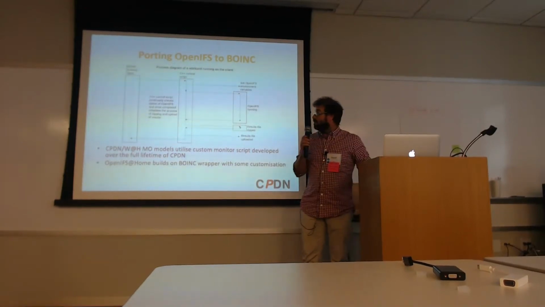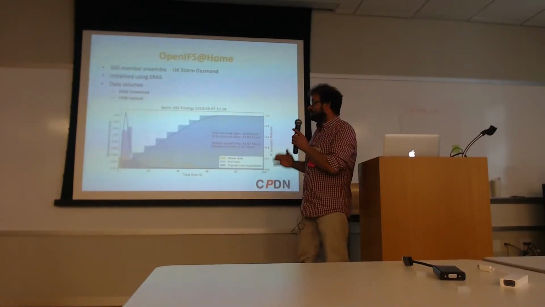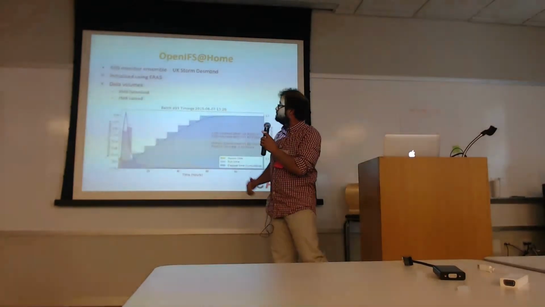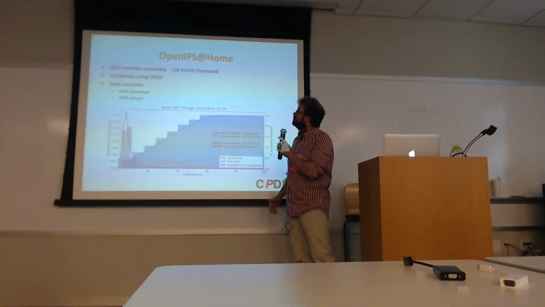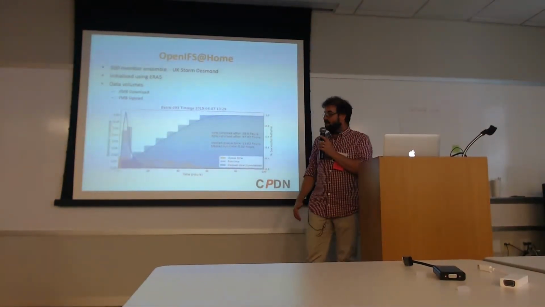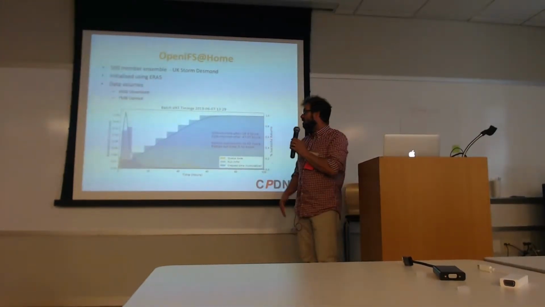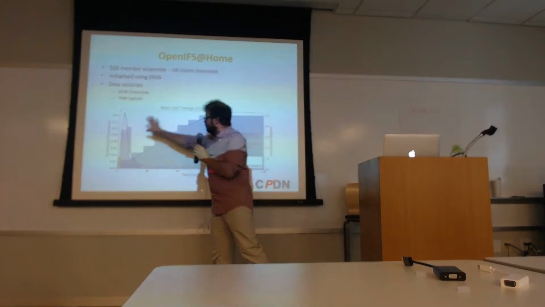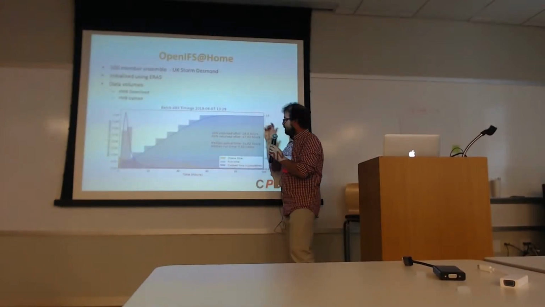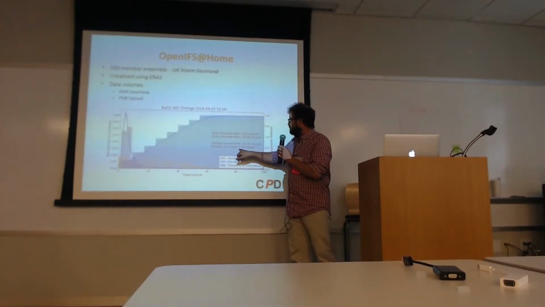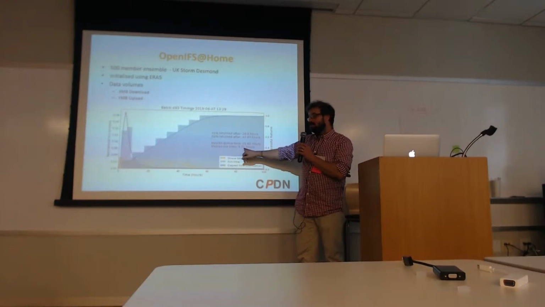So from the point of view, though, of performance, as part of the project, we did a little test. We submitted a 500 member ensemble looking at a particular weather event, UK Storm Desmond, which was quite destructive in the UK. And this is the graph that we're now able to produce looking at our batch. So median runtime, 5.5 hours.